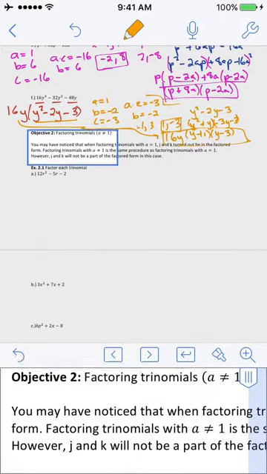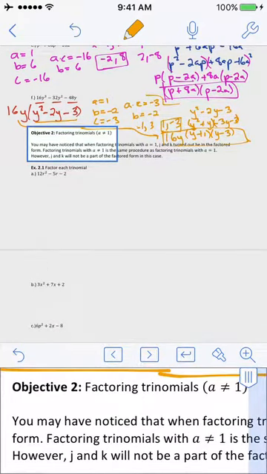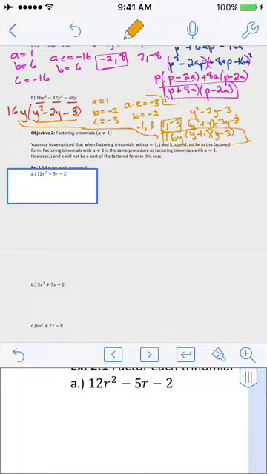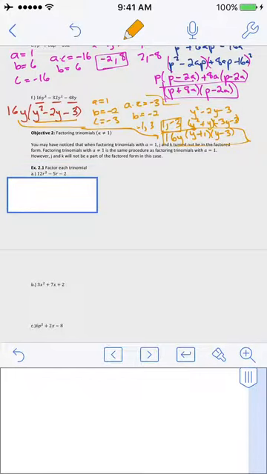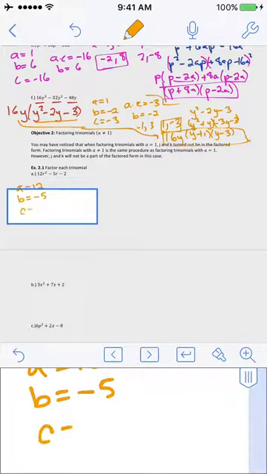Alrighty, let's talk about example number 2, a not equal to 1. You may think, oh my gosh, whole nother thing, right? Nope, exactly the same. The only reason these are usually broken into 2 pieces is because of a pattern we're going to talk about later. But let's just do the exact same game. This time a is not equal to 1. So I've got 12r squared minus 5r minus 2. A is equal to 12, b is equal to -5, and c is equal to -2.